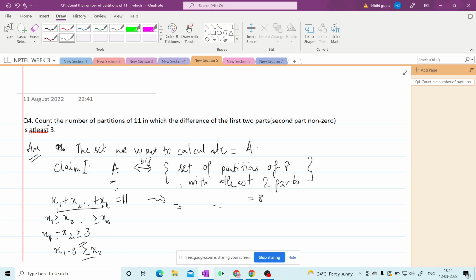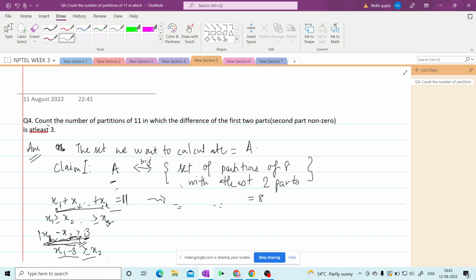So we can backtrack a little. We want to simplify this problem into a simpler problem. Our condition is that we are given a partition x1 plus x2 till xk, whose sum is 11, and we have the additional condition that x1 minus x2 is greater than or equal to 3. If we want to count these directly, it might be a problem. But since we have this condition, we see that it is equivalent to saying that x1 minus 3 is greater than or equal to x2.